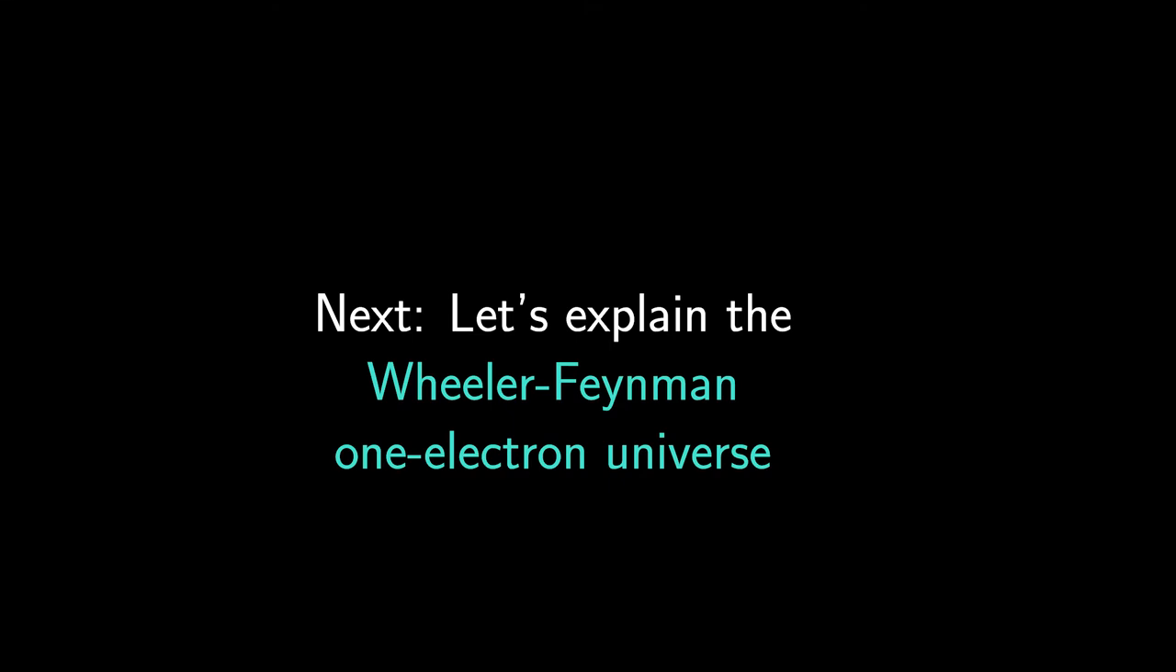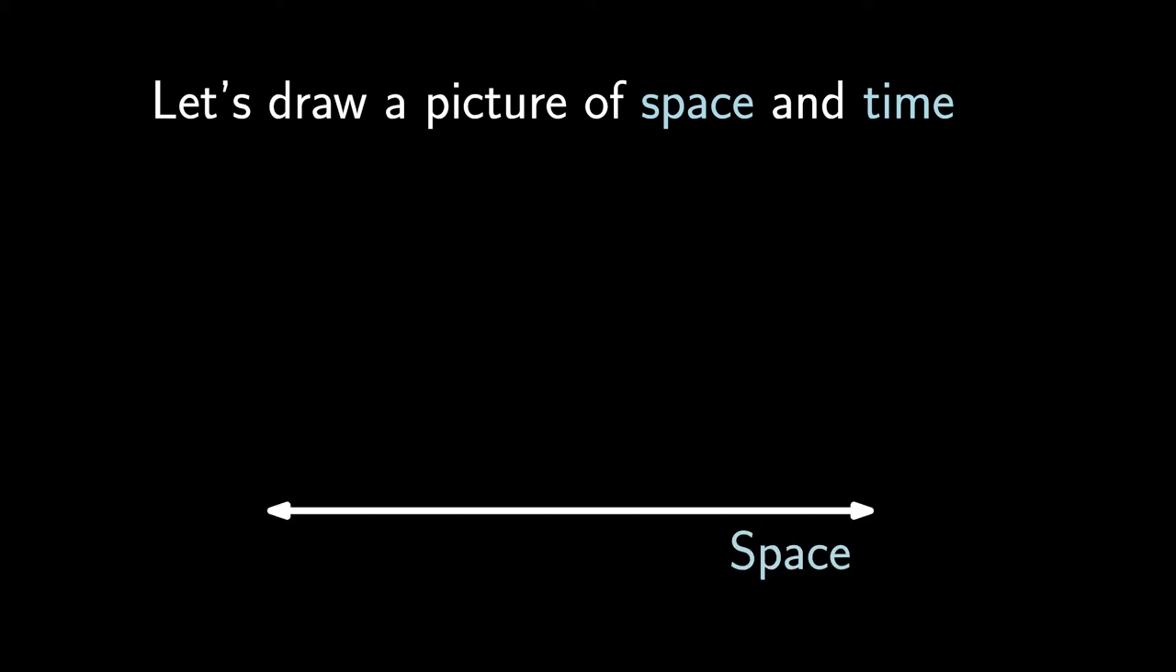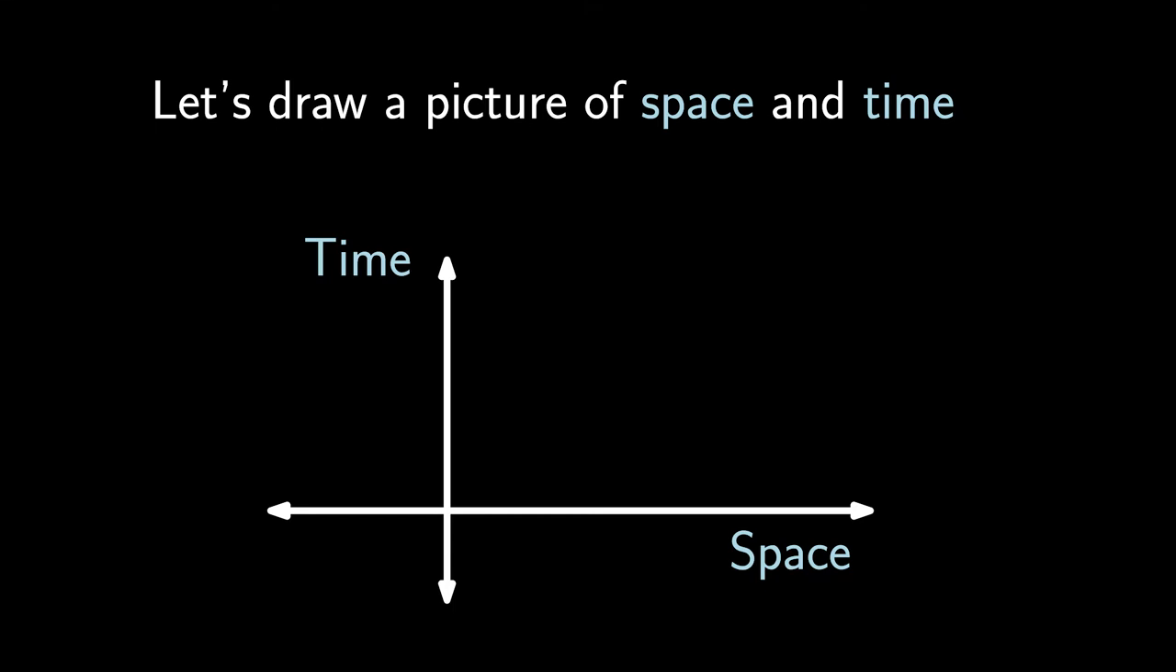All right, next let's talk about the Wheeler-Feynman one-electron universe. What is this about? So let's draw a picture. I'm going to draw a picture of space and time. That's space. You have to forgive me, the visuals are a little limited here. Space is actually three-dimensional, but I have a two-dimensional screen I'm trying to use here, and I need to save one dimension for time. So you have to imagine that space represents all of space in all directions. And here we've added a dimension. Time is not a direction in space.